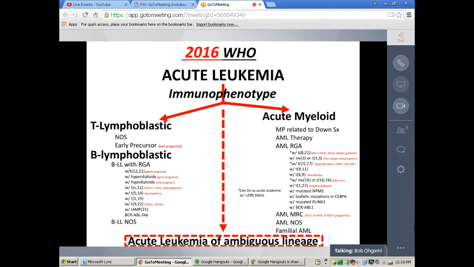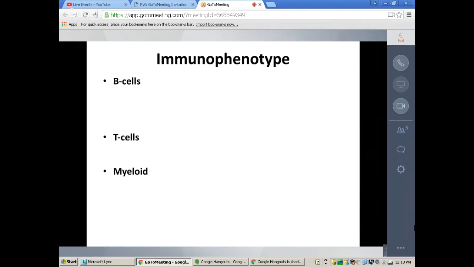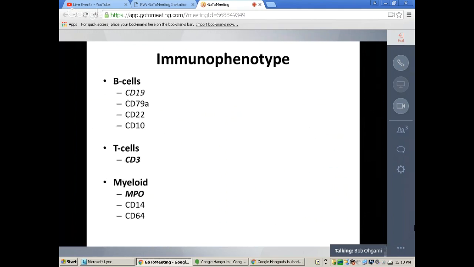Or if we don't fit into any of those categories, we are in an acute leukemia of ambiguous lineage. There are certain markers that help to tell us whether we're B cell, T cell, or myeloid type, and I show them here. For B cells: CD19, 79A, 22, and 10. In general, you need essentially 2 or more of those markers.